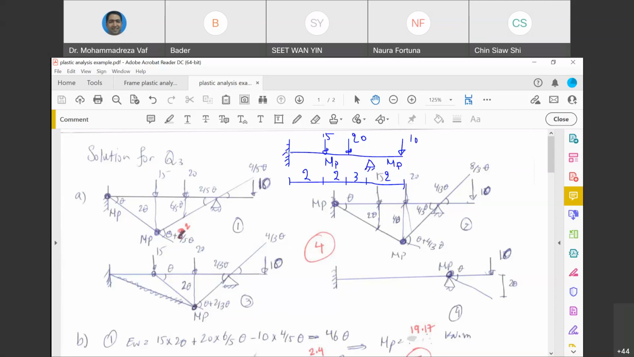And another two should be at the locations where the load is giving us maximum bending moment. So one of them obviously is always at the fixed support, so it's going to be here. And the second one either can be under the 15 ton or it can be under the 20 ton. So we need to examine which one is giving us basically the largest MP. So for this span, we have two different failure mechanisms that need to be investigated.